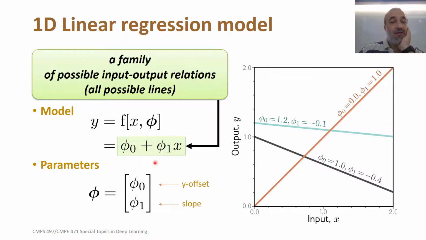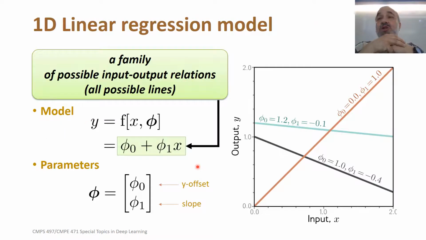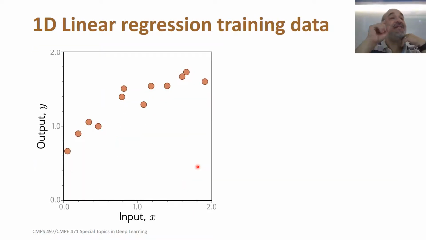So as we said, this equation represents a family of possible input-output relations. It represents actually all possible lines. If we want to point to a specific line, then we are talking about specific values of phi 0 and phi 1. Very good. Which line will we get? Which model are we targeting? Which equation do we want? It depends on the training data, right?